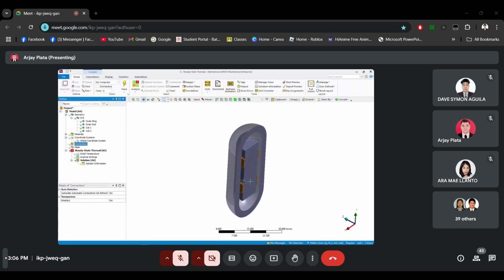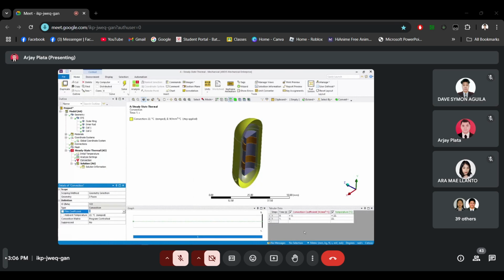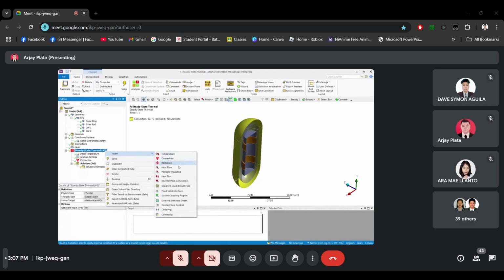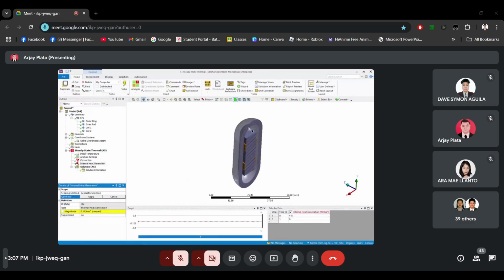Now, let's define loads and boundary conditions. Select all the outer faces of the capsule and define a convection object. We assume the heat transfer coefficient to be 1E-5 watt per millimeter square degree centigrade, which is close to the heat transfer coefficient of stagnant air at ambient temperature of 22 degrees centigrade. Next, let's define the thermal load. Define internal heat generation object on the two copper coil bodies and set the value to 5E-2 watt per millimeter cube.